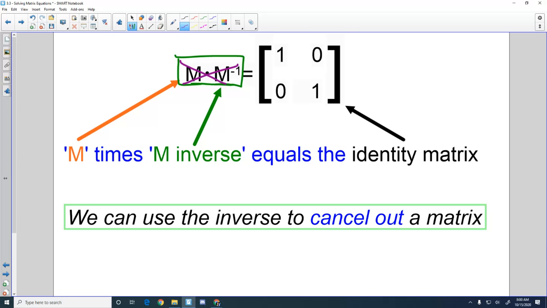And so we're going to use this concept to solve the matrix equations, because we're going to use the inverse to cancel out an entire matrix. It's not just a single number though, because it's this grid of numbers that we have to figure out how to cancel.